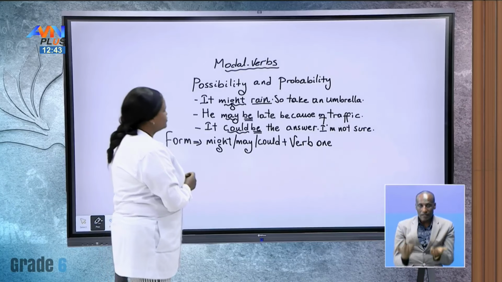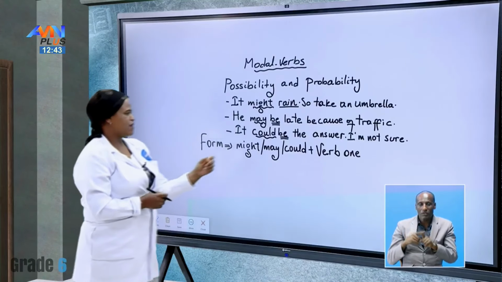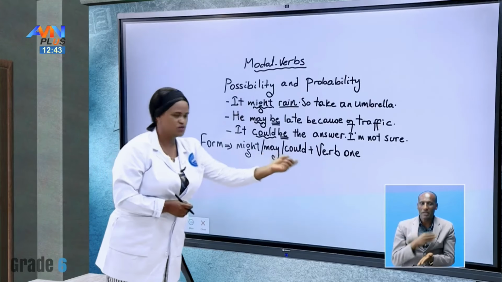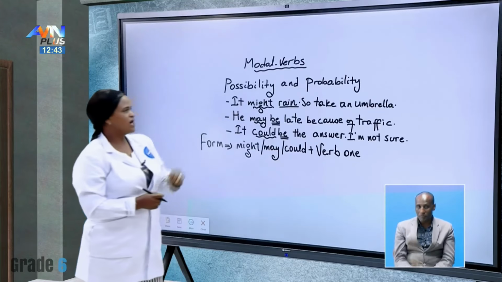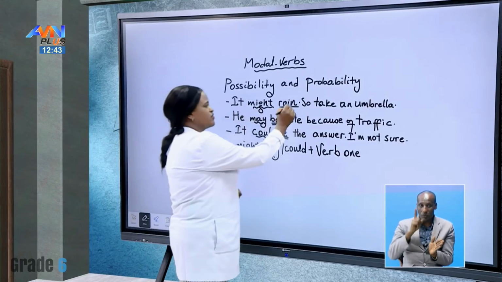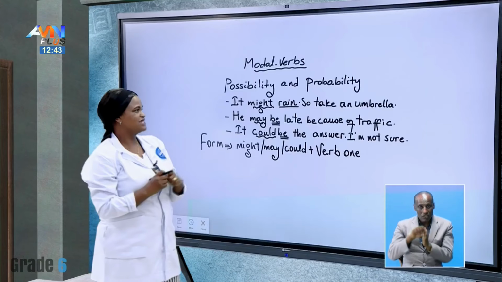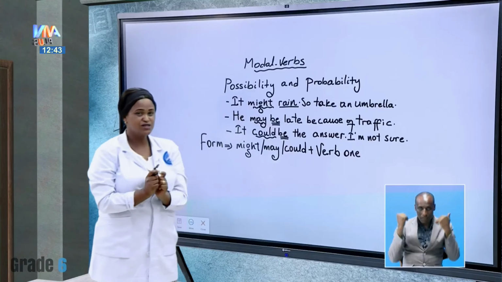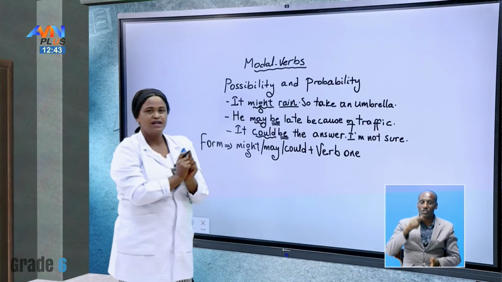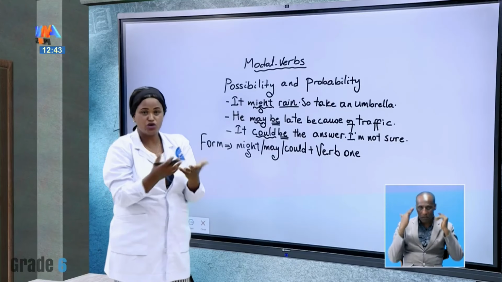Now, let me tell you what the differences of these three are. When we say might, what is the difference of might with may or could? Let's come back to our examples. It says, it might rain, so take an umbrella. The person is using might because he or she has a suspicion. He or she believes that it might rain. Yes, it might rain. We don't know that. We are not sure.